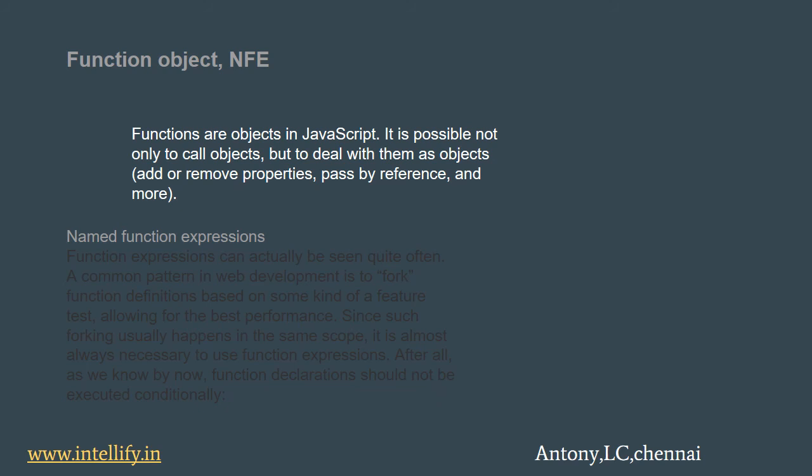As we already know, a function in JavaScript is a value. Every value in JavaScript has a type. What type is a function? In JavaScript, functions are objects. It is possible not only to call them but to deal with them as objects: add or remove properties, pass by reference, and so on.